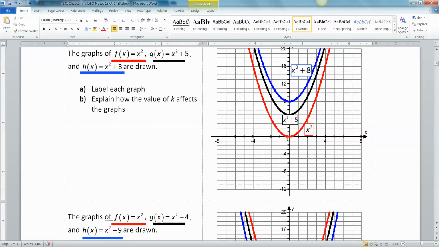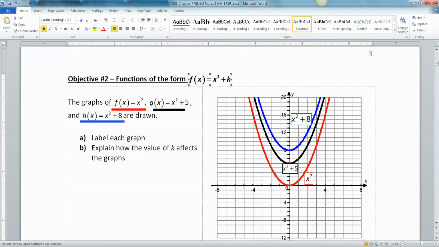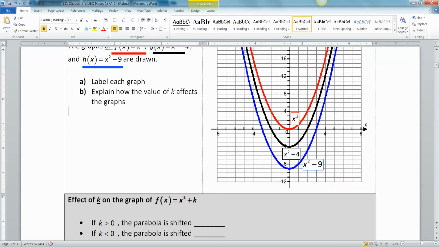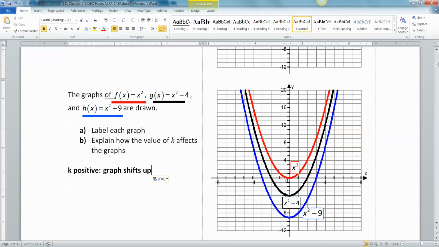Now, k is that number we're adding on at the back end. How is that affecting it? Well, it's shifting the graph up, right? So if k is positive, the graph shifts up. No trouble. If k is negative, which is these three, then the graph is going to shift down.